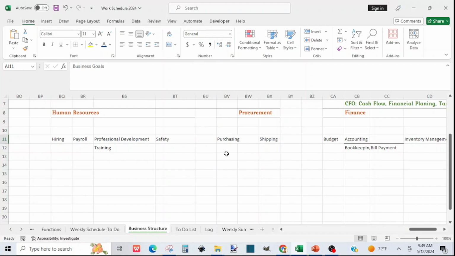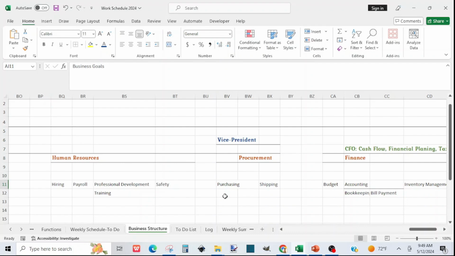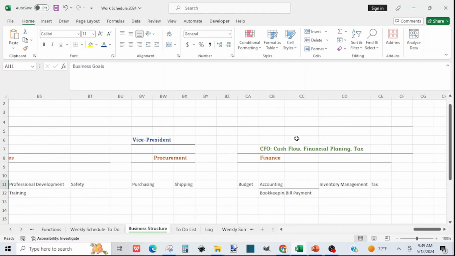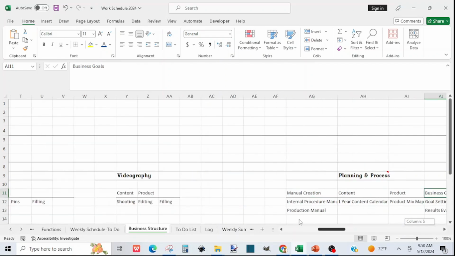Procurement, purchasing, shipping. My husband is a part of the business as well, but he doesn't really like to work in the business. But I noticed that he's fine buying for the business and shipping things for the business. So I just keep that division for him. And then we have finance, which will include budget, accounting, inventory management, tax. So now we end with the COO, and we have the CFO, Chief Financial Officer, which includes cash flow, financial planning, and taxes. And all of them are under the CEO umbrella.